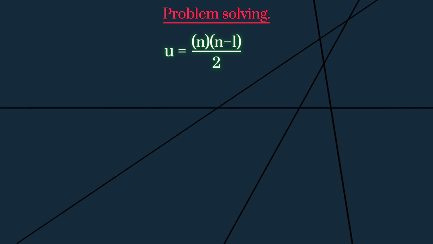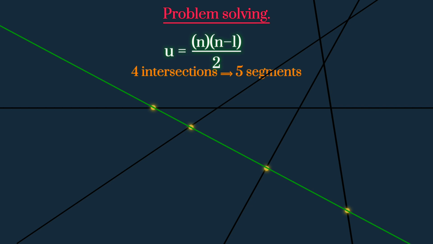Here we consider 4. Then we add a 5th line, which will be intersected 4 times by the previous 4 lines. If there are x intersections, then there are always x plus 1 segments. So this new line has 5 segments. Another not so obvious thing is that each new segment adds one more region.